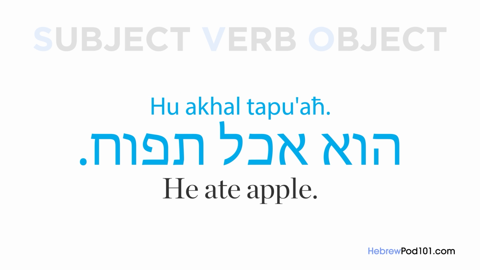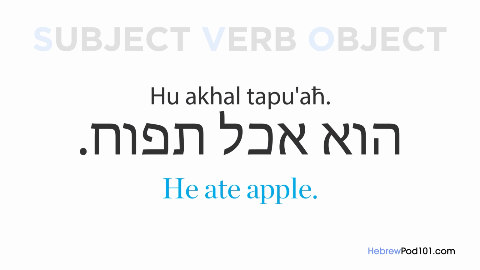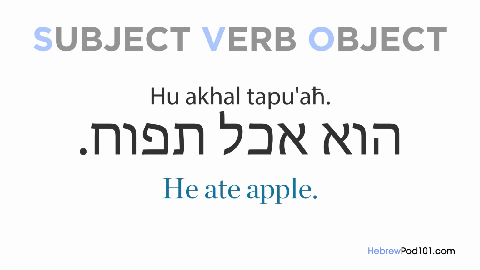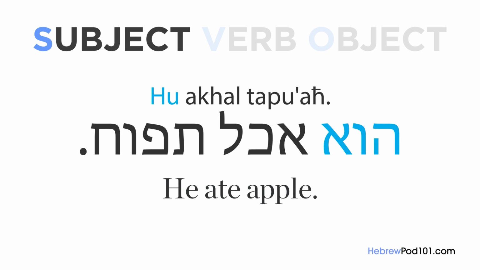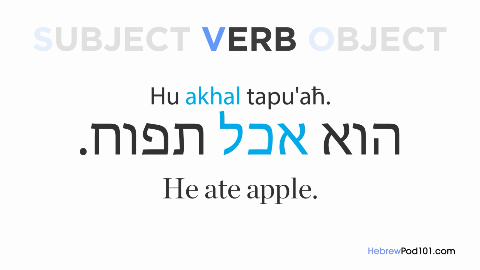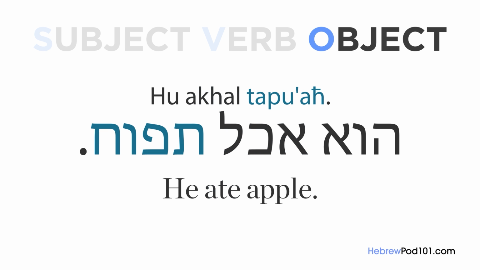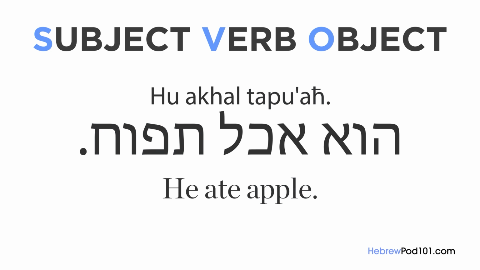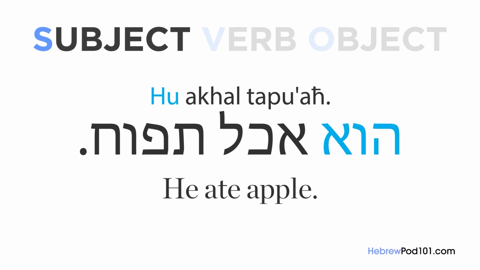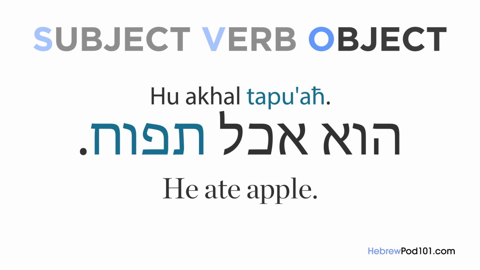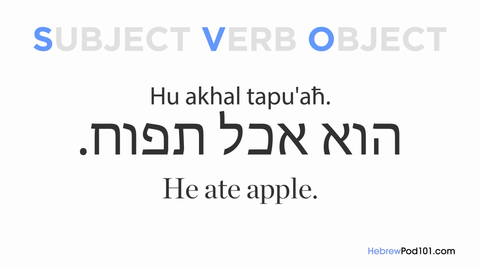Here we have only an indefinite article, so we don't need a word like a or an. If we break down the Hebrew sentence, we get the subject, hu, meaning he. Then comes the verb, achal, meaning ate. And finally, we have the object, tapuach, meaning apple. The word order for Hebrew is the same as English, subject, verb, object, or SVO for short.